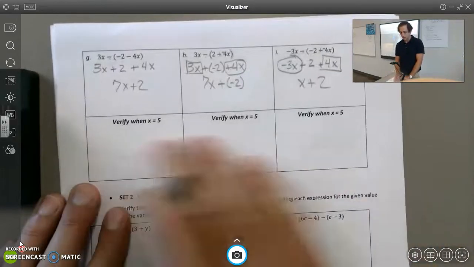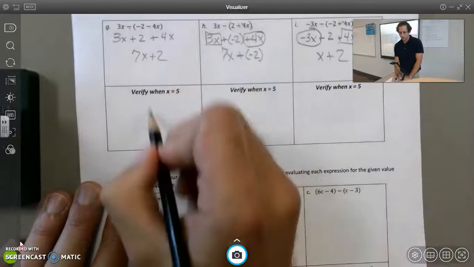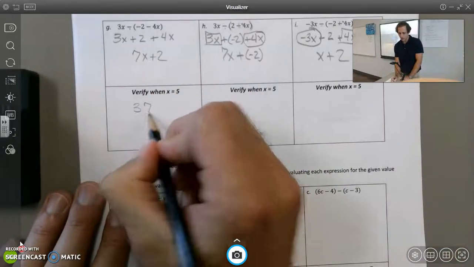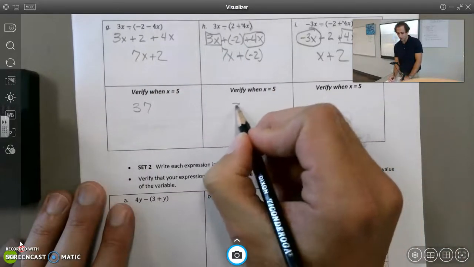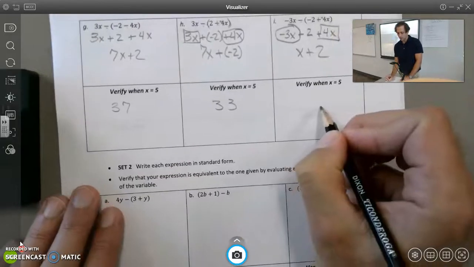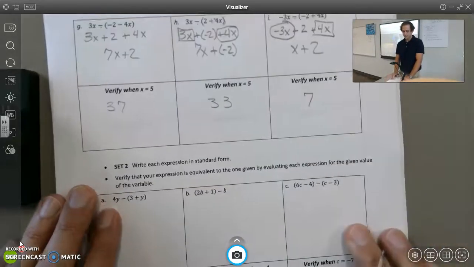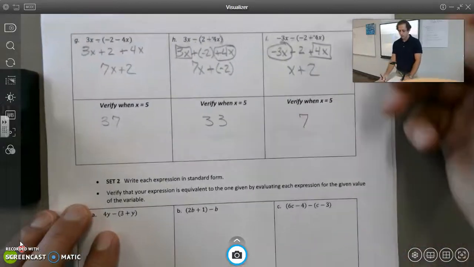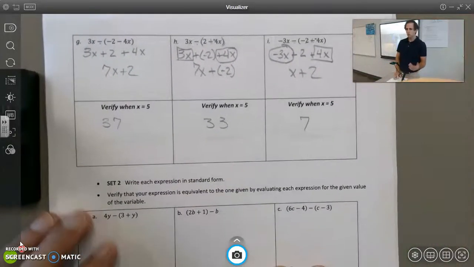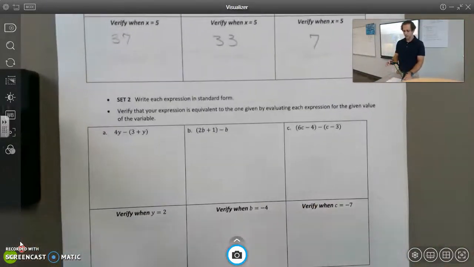I haven't been talking about the verifying. When you verify down here, you're going to get 37. When you verify here, you're going to get 33. When you verify here, you should get 7. Remember, you're plugging into both expressions. I'll do one more verify for you on the next set. Okay.